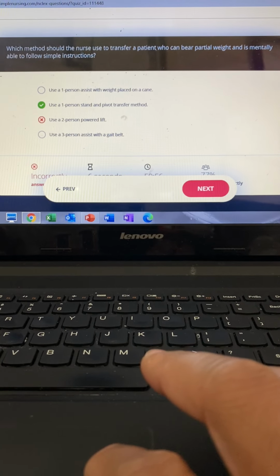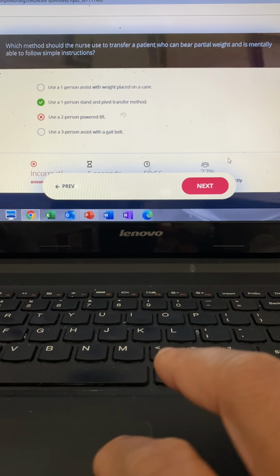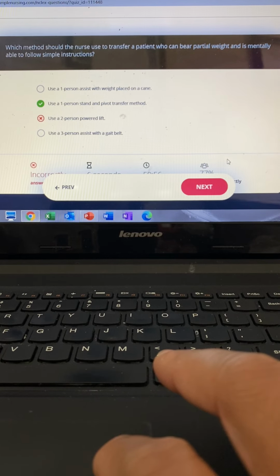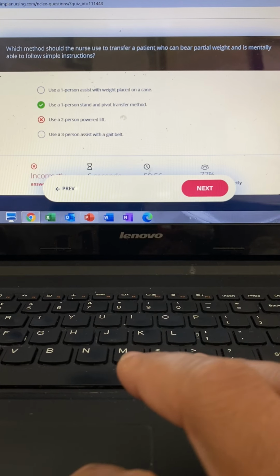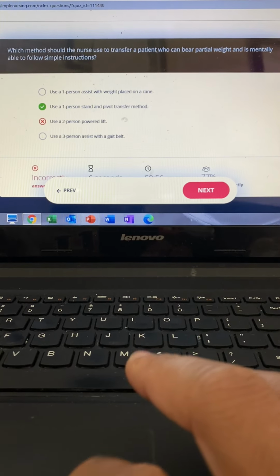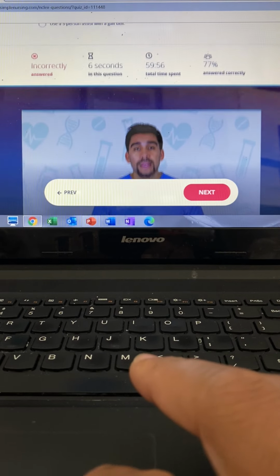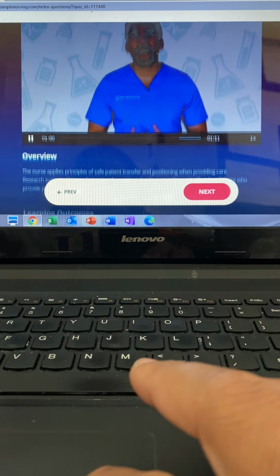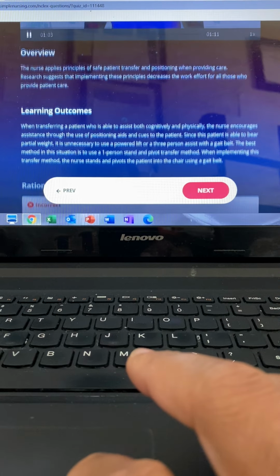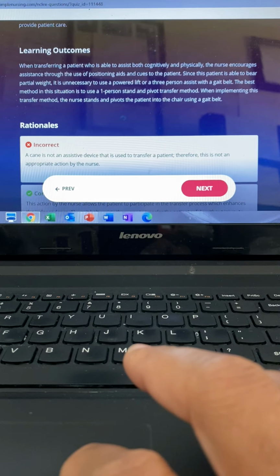Now option 3 and 4 are incorrect. Guys, 2 people are not needed. If the patient can partially bear weight, then they can only have one person. Or basically, one person is adequate. So option number 4, guys, 3 people are not needed. This is incorrect. The patient has the ability to help with the movement here.